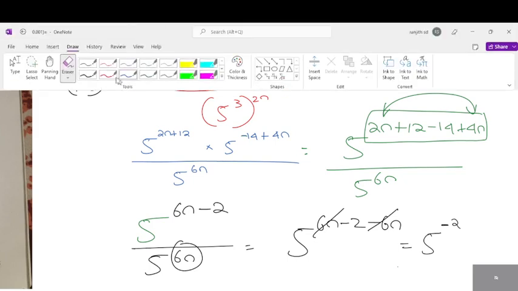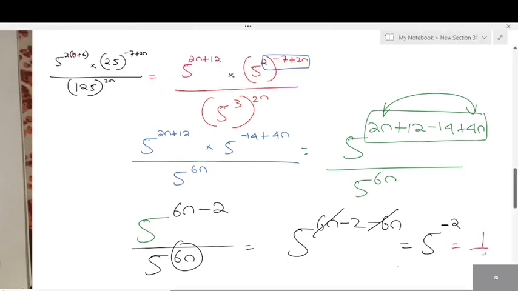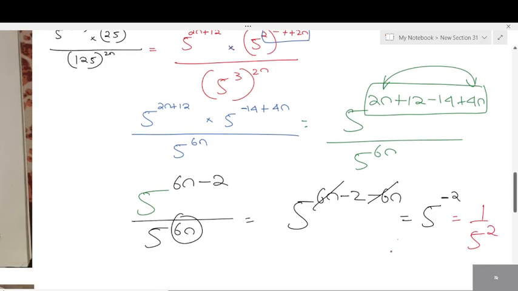Positive. What is 1 by 5 to the power of 2? I just wrote it directly in your 9th standard. You should understand. You can write 1 by 5 squared and later convert it. You can even write it directly, but you have to convert it. That is the concept, right? 1 by 25. You have to convert.